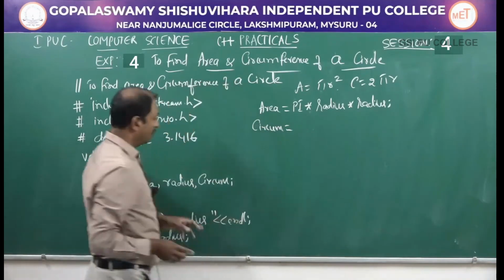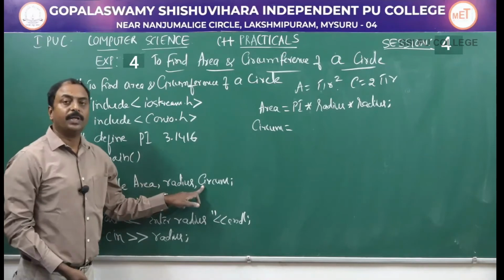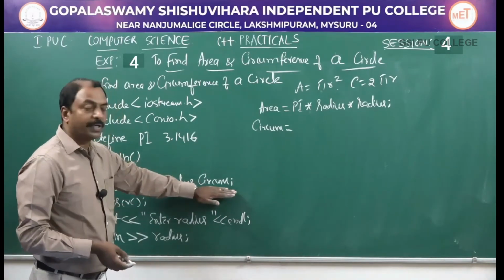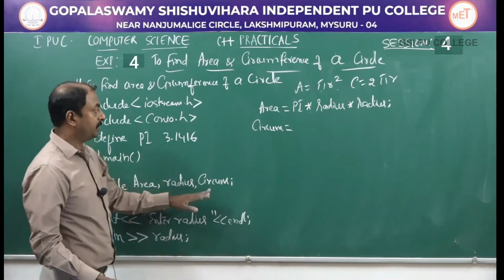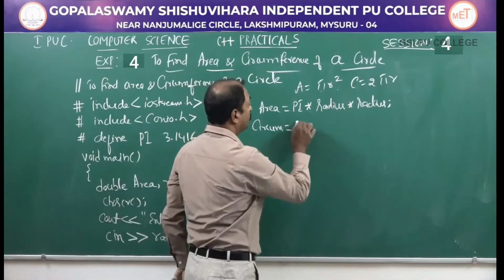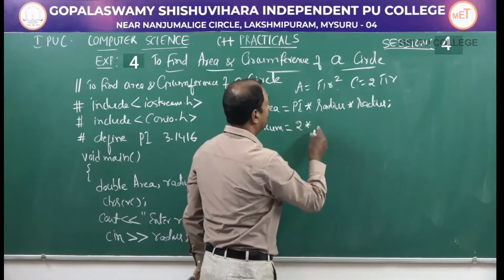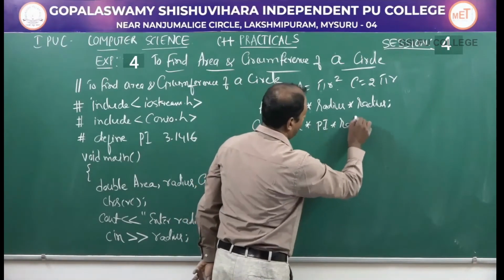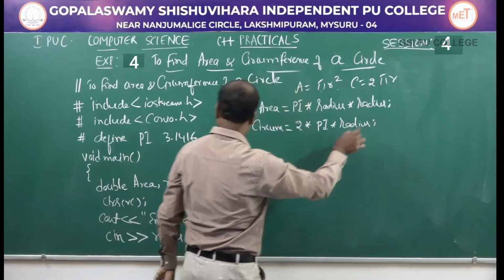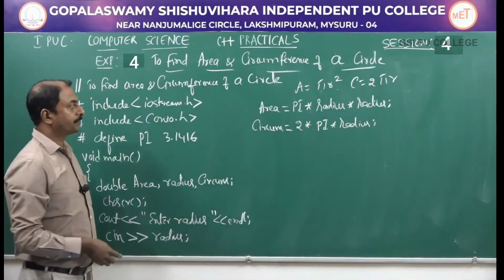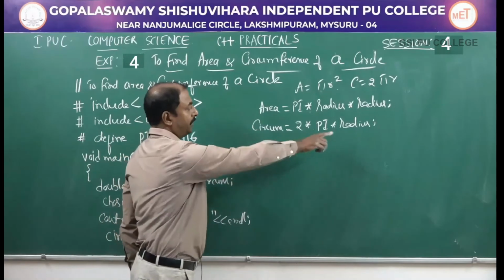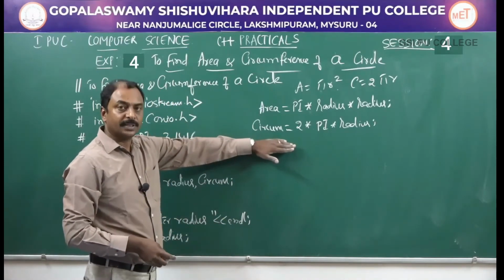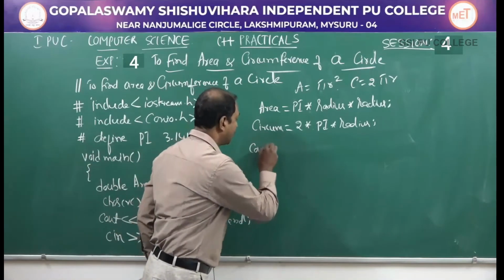One more formula we have to write here, that is circum equals. As I told you, it is a case sensitive language, so we have to use exactly what we declared in our declaration section. So the circum formula is 2 pi r: 2 multiplied by pi multiplied by radius semicolon. Then after applying the formula, the next step is to display the result, that is area and circumference.